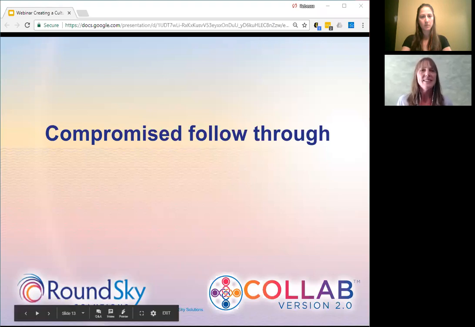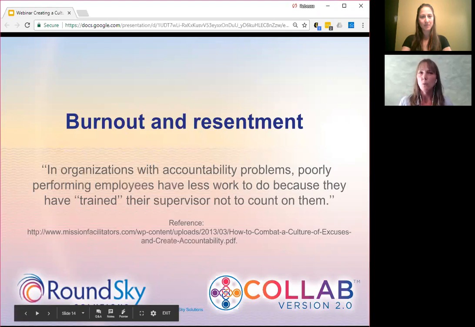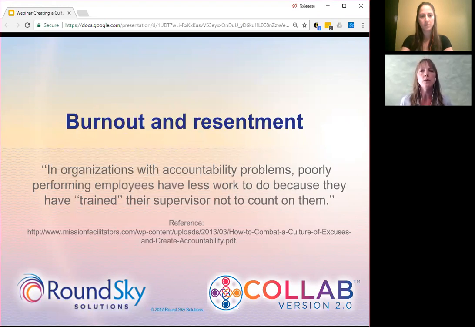Burnout and resentment, that was mentioned earlier. Some people working harder and getting more done than others, including being given more work because they are capable. In other words, their ability to perform becomes a detriment to them. And you can see the quote there on the screen regarding how that plays out.